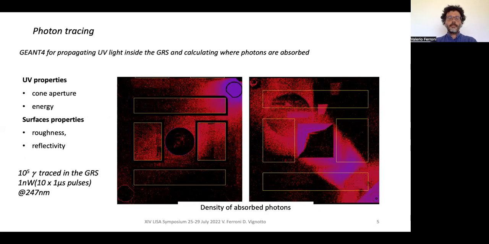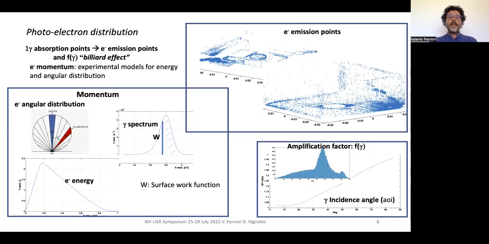The toolkit, in the first place, deals with the photon tracing. We use the Geant4 toolkit for propagating UV light inside the GRS and calculating where the photons are absorbed. This is done considering the UV properties, in particular the cone aperture of the light source and the energy of the photons, and also surface properties such as the roughness and the reflectivity. Then we need to calculate the photoelectron distribution.